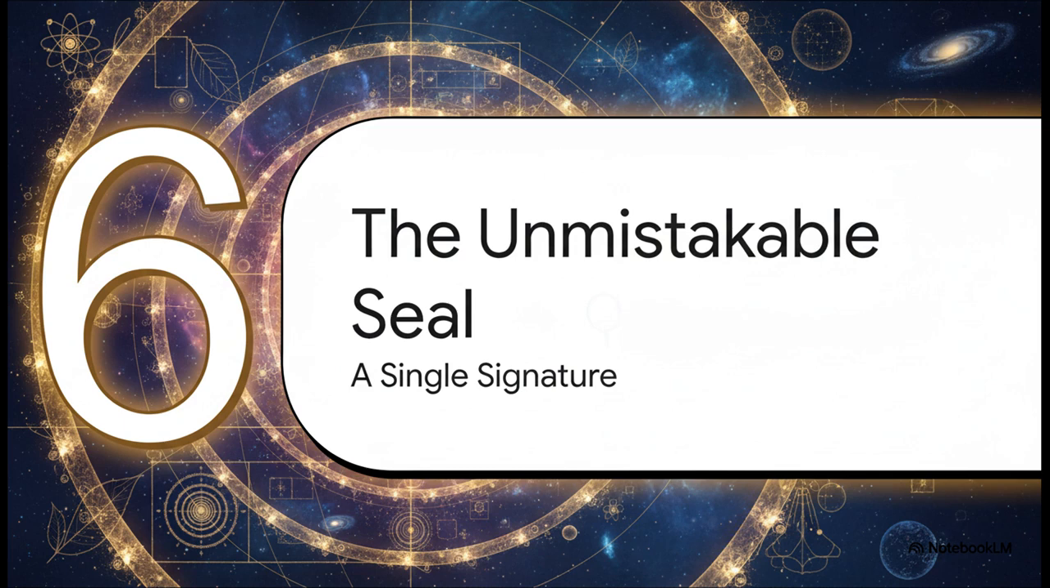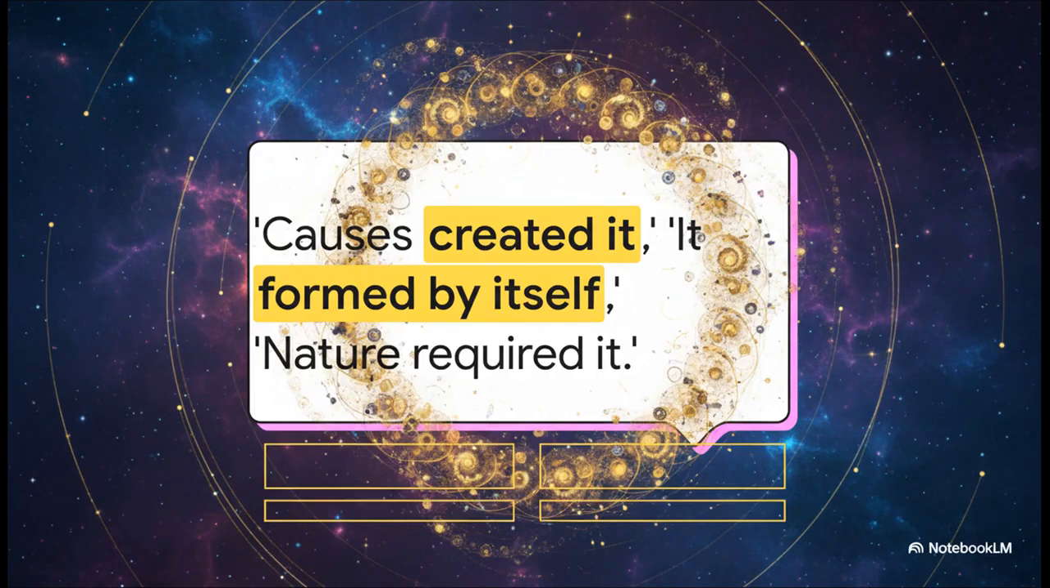This brings us to our final section. If this pattern isn't just a big coincidence, then what is it? Well, the argument is that it's an undeniable signature. It's a seal of authenticity stamped right onto creation. The thinker Said Nursi pointed out that we often hear explanations like causes created it, or it just formed by itself, or even nature required it. But he argued that these explanations totally miss the point. They try to give creative power to blind, unconscious forces or to some vague idea of nature.